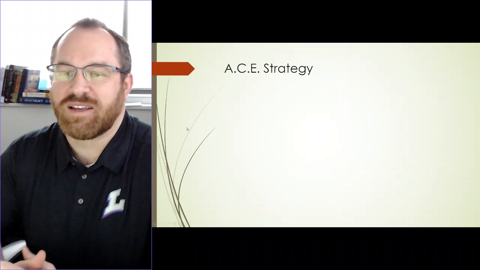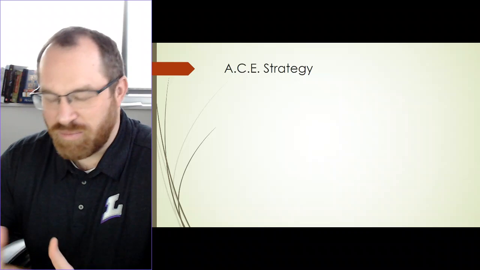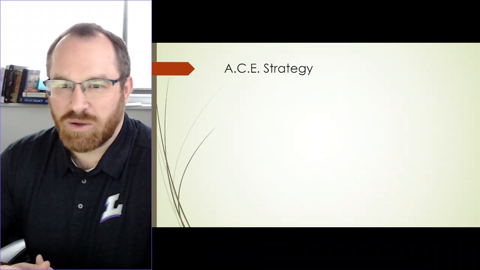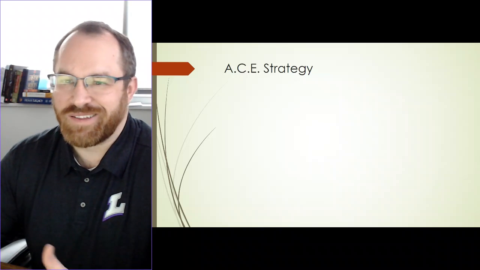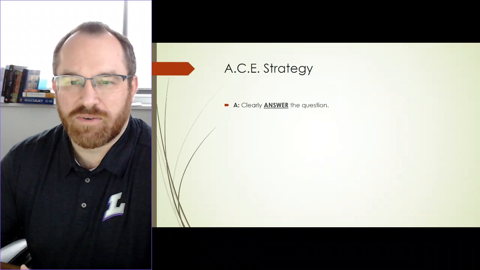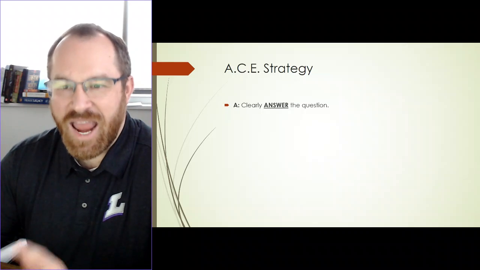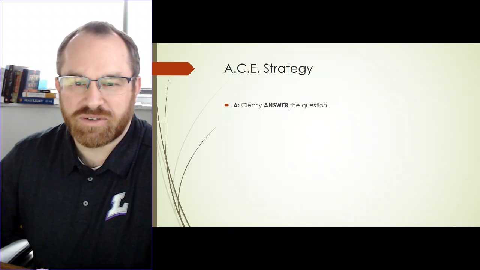First off, I'd like to go over the ACE strategy. Again, we've gone over this in class, but it bears repeating at this point. When writing an SAQ, you want to keep three things in mind, based off of ACE, which is an acronym. The first thing, A, stands for clearly answer the question. What is the question at hand? What are you answering?